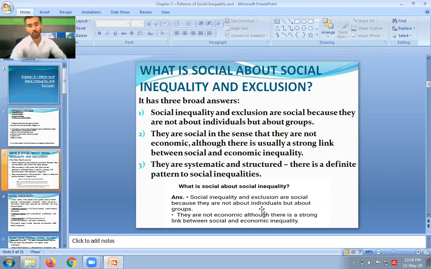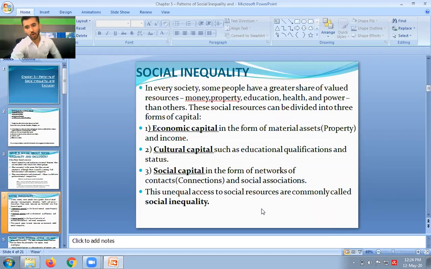What is social about social inequality and exclusion? It can come in the combined form, it can come as a specific or individual form as well. Now moving on to the third slide, social inequality.